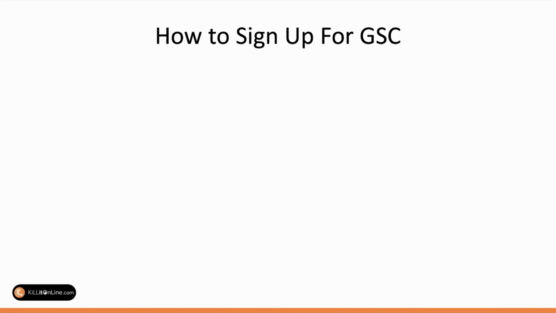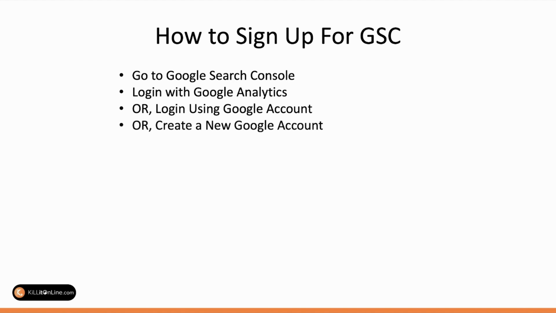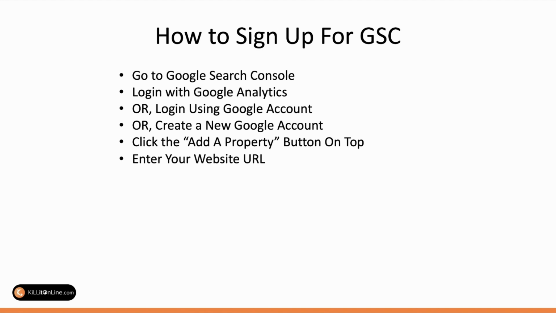So let's see how we sign up for Google Search Console. It's fairly simple. You go to Google Search Console. The best thing is if you have a Google Analytics account already, you use the same email and password to log in. You can also log in using your Google account or create a new Google account if you don't have one. Once you log in, click the Add a Property button on top and enter your website's URL, which means you enter your website's domain, the main homepage of your site.